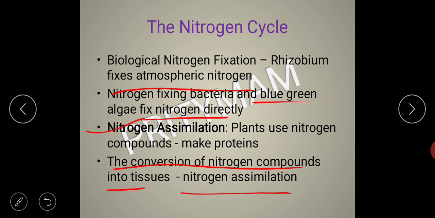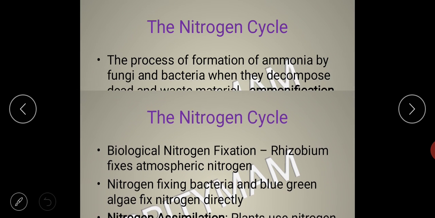Because students, you know that plants are the only autotrophs. Rest all are heterotrophs, like we discussed in the last chapter. Heterotrophs cannot prepare their food. They are completely dependent on the plants. So these proteins which are made by the plants, when the animals eat them, then the food is stored in them also. Then proteins are stored in their tissues also. So this conversion of nitrogen compounds into tissues is called nitrogen assimilation.